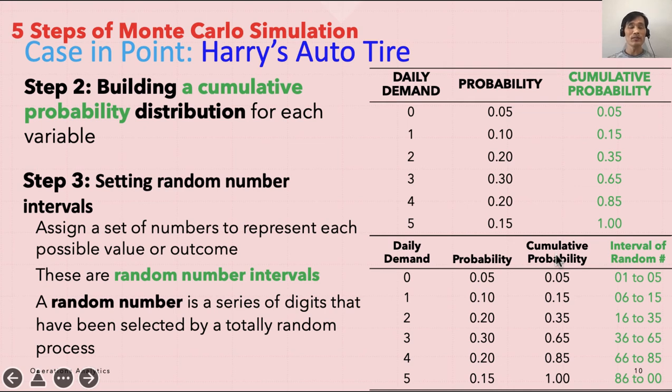That's setting random number intervals. A random number interval assigns a set of numbers to represent each possible value or outcome. So we have this cumulative probability, and we want to change it to natural numbers. We just multiply it by 100, and that gives you 1 to 5, and 6 to 15 is the second interval, and 16 to 35 is the third interval, and so forth. And 86 to 100 will be your interval for category number 5.